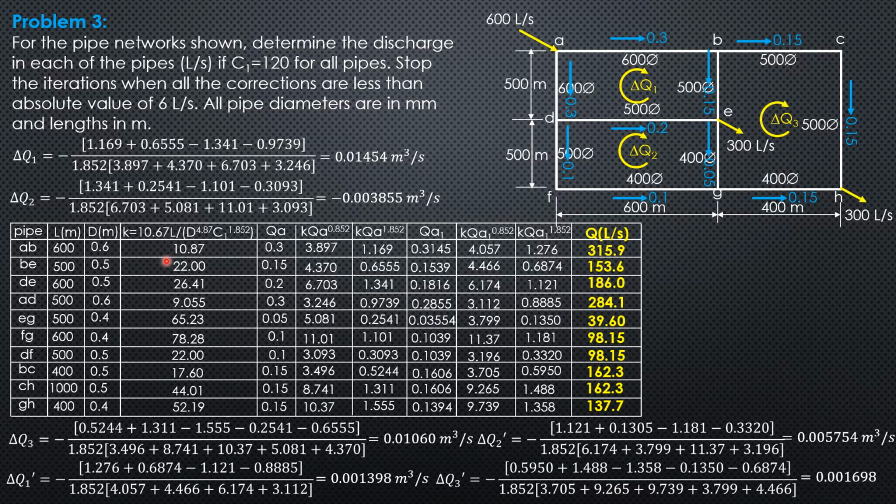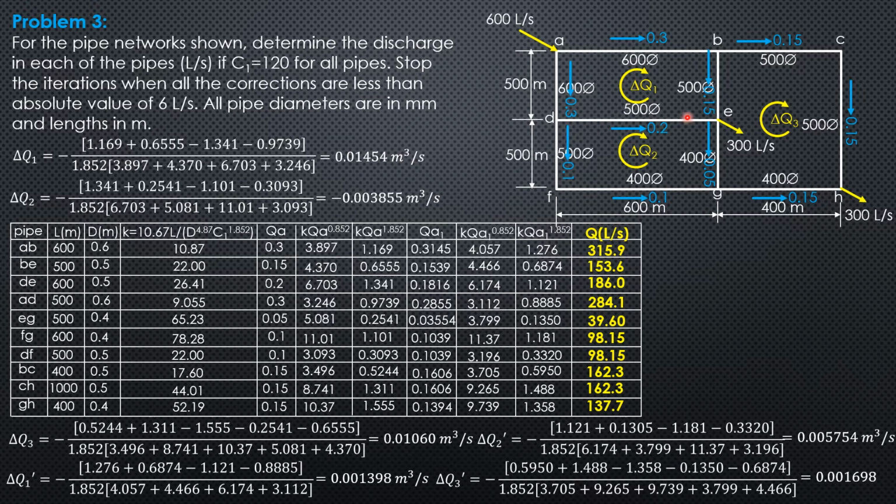So for AB, it is 0.3145 plus delta Q1 prime, 0.001398, times 1000 to convert it to liters per second. So 315.9 liters per second. For BE, common to loops 1 and 3: 0.1539 plus delta Q1 prime 0.001398, then minus delta Q3 prime 0.001698, and the answer times 1000, 153.6.